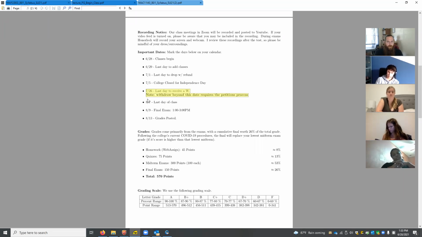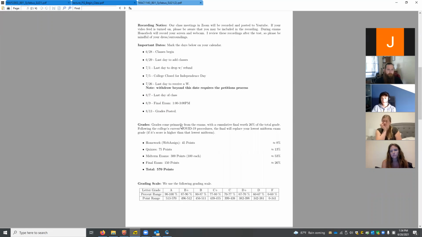The last day to drop this class and get a W, which is different than a drop with refund: you don't get your money back and there is something on your transcript, but instead of an A through F letter grade, it's just a withdrawal. That is the 26th of July. If you want to withdraw beyond that date, you have to go through the petitions process, which is a bit of a laborious process. So you want to make up your mind whether you're going to stay in the class or not by the 26th of next month. The last day of class is the 7th. The final exam, again, is the 9th. And then you'll see your final grade for the course in East Santa Fe by the 13th of August.